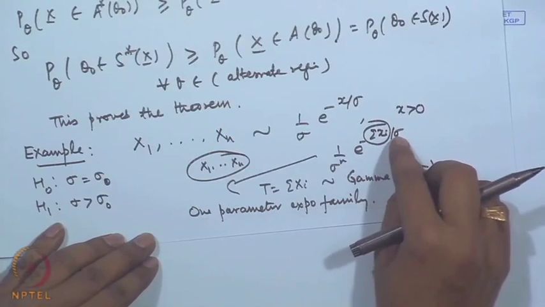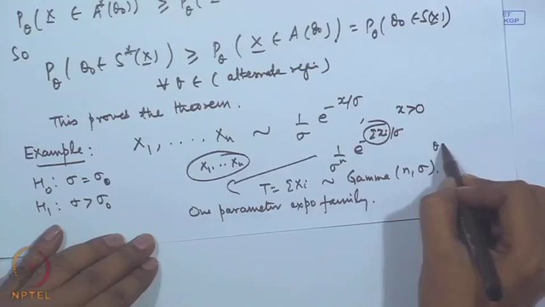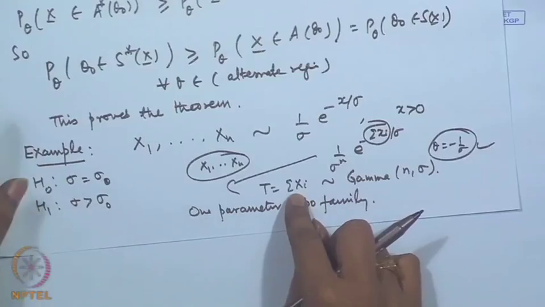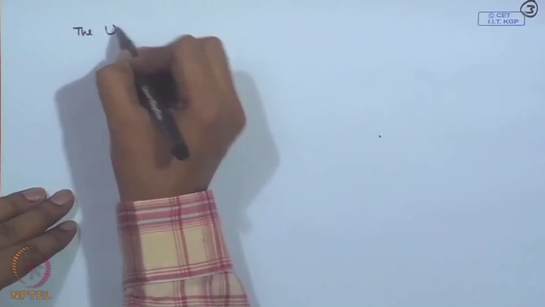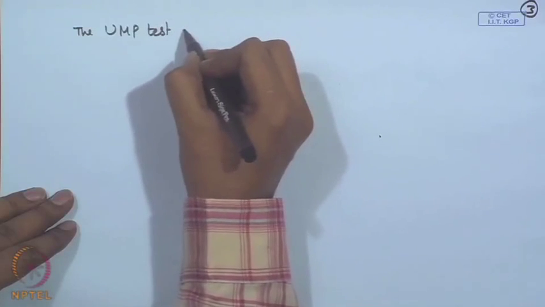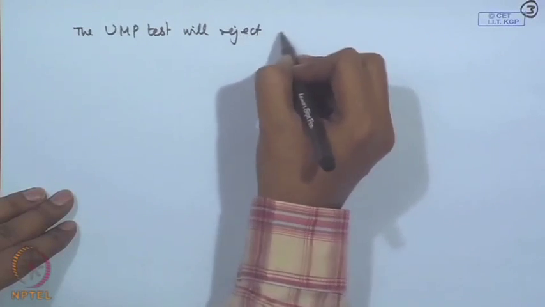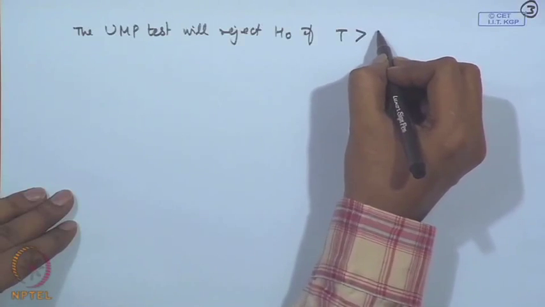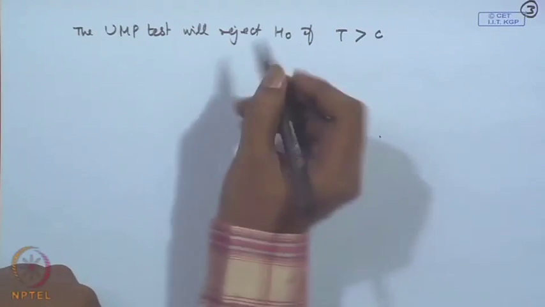Therefore, also you are having minus 1 by sigma, which is strictly increasing in sigma. So, theta is equal to minus 1 by sigma. Therefore, the test will exist. The test will be actually rejecting in favor of the larger value of t. So, the uniformly most powerful test will reject H naught if t is greater than some c, and then we determine this thing.